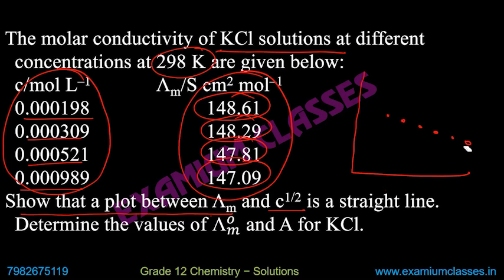And when you join these points, the line will intercept the y-axis somewhere. This is molar conductivity on the y-axis, and you have square root of C on the x-axis. Where it intercepts the y-axis, that will be lambda m naught. If you have been asked to calculate lambda m naught, you will get it from the graph in this case. And A will be the slope.